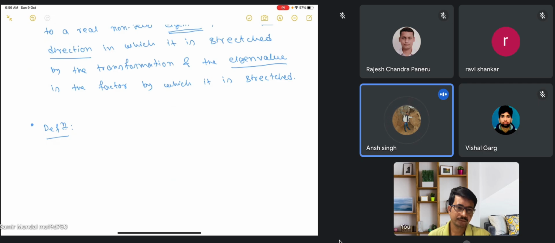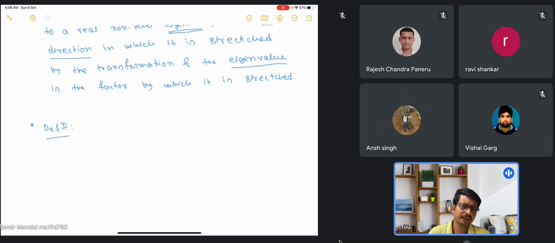If a vector V belongs to a vector space, then the linear transformation of V should be equal to lambda times V, so that lambda is the eigenvalue. Lambda might be any number, or is there some restriction? Any vector, or is there some restriction on V?